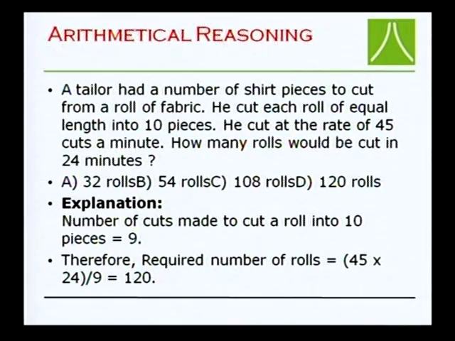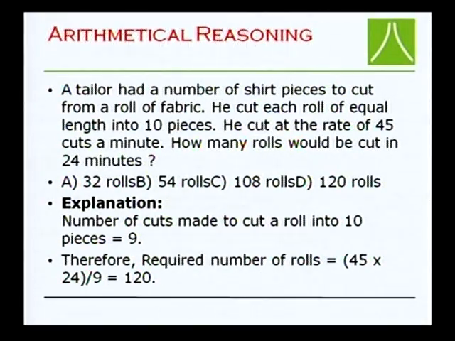See, how beautiful this question is. A tailor had a number of shirt pieces to cut from a roll of fabric. He cut each roll of equal length into 10 pieces. So there is a fabric, he is going to cut it into 10 pieces. He cuts at the rate of 45 cuts in a minute, means how many rolls does he cut in 1 minute, can you say? Simply 45 by 10, of course it is 4.5, means he will cut 4.5 rolls in 1 minute. How many rolls will be cut in 24 minutes? Okay. So see, this is a question, can you find it in another way? This is a very simple one.